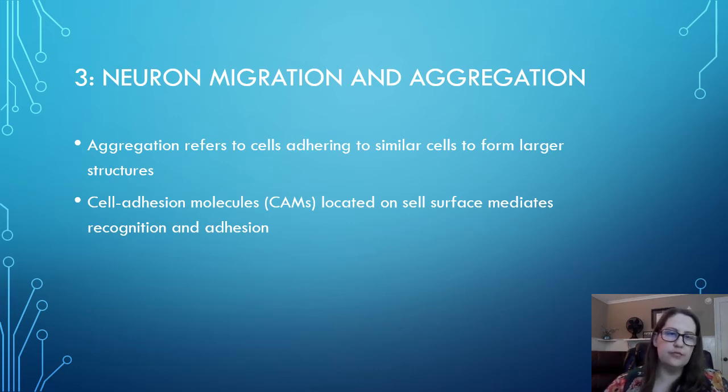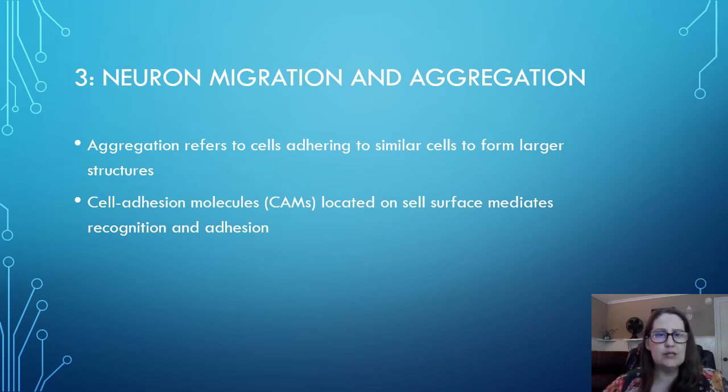Aggregation, instead of migration, refers to cells joining together and clumping or adhering to form larger structures. So maybe the heart or the cortex of the brain or specific regions of the brain. And this is usually done through cell adhesion molecules, or CAMs. These are located on the surface of the cell. They're proteins there, and they allow cells to recognize similar cells and adhere to one another.